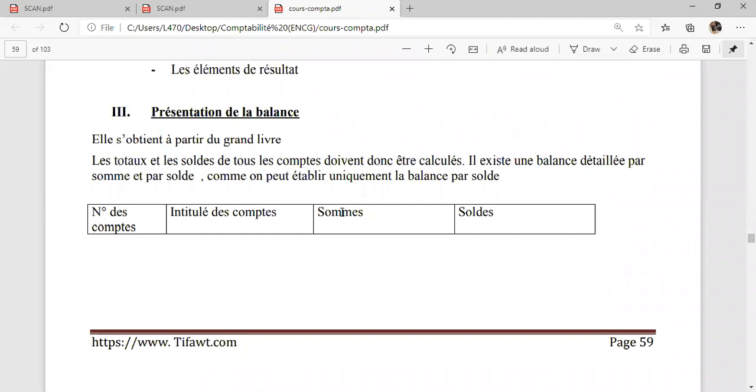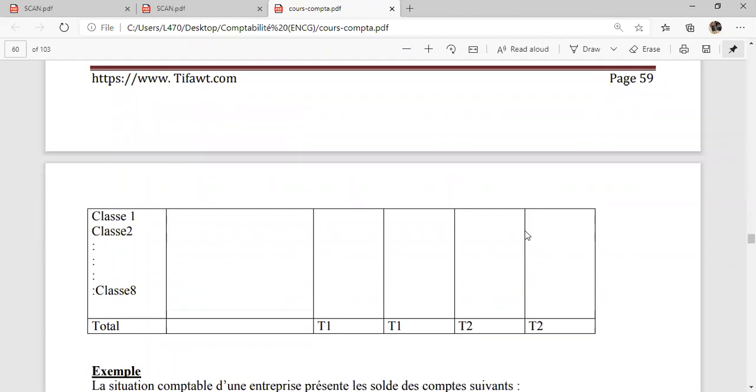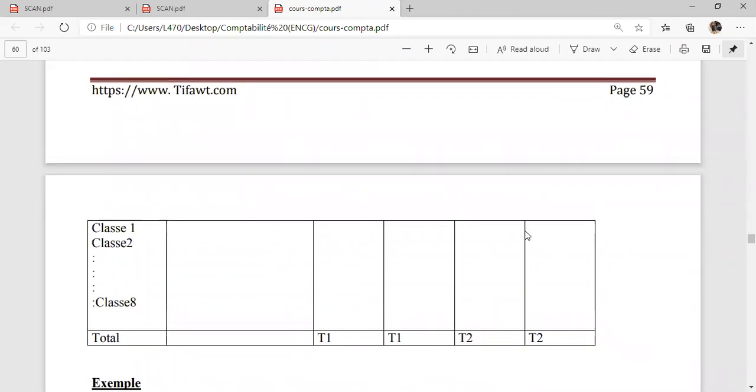The somme is, well, it's the totals that you get from the grand-livre. And lastly, we have the solde. So these solde are also those that we get from the grand-livre. So, it's a table which continues just until the end, and it's in chronological order of classes.